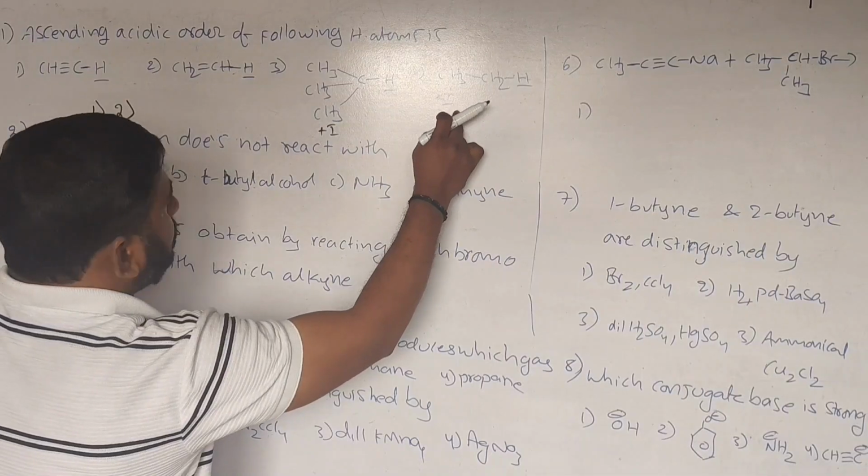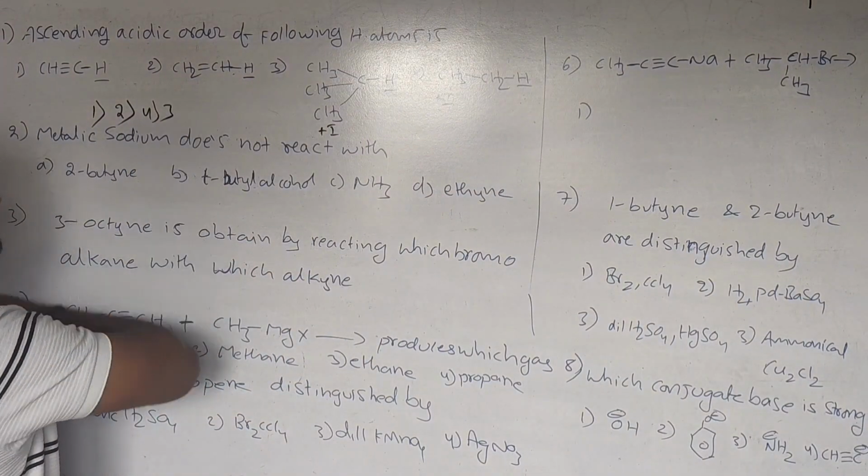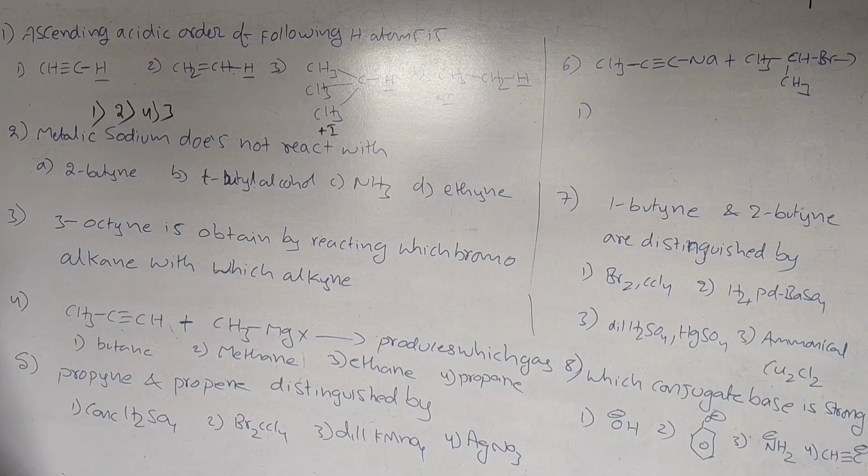Okay, then this one. So that's why 4 is more acidic. Later 3. This is the acidic carbon of the given compounds.